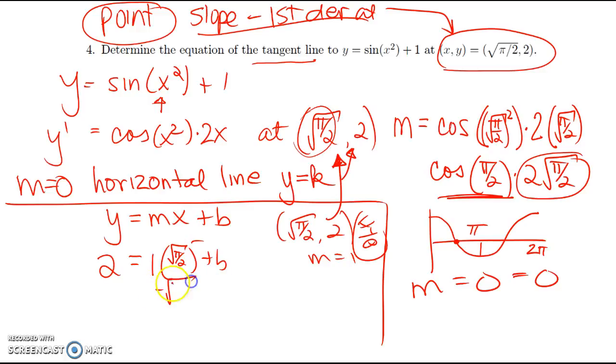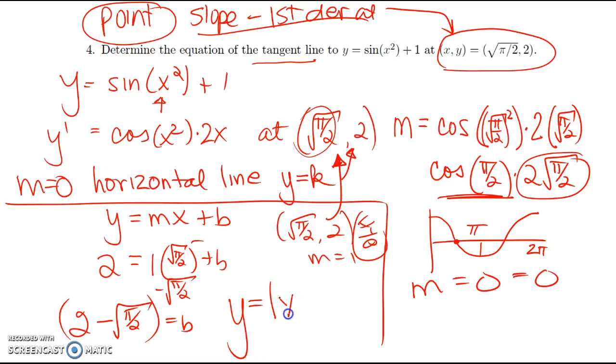So if I subtract this over on both sides, I get 2 minus the x value equals b, right? We can calculate that, or we can leave it as an exact number. But that's our b. So my equation would be y equals the slope times x plus b. In this case, it's a little more complicated than normal.